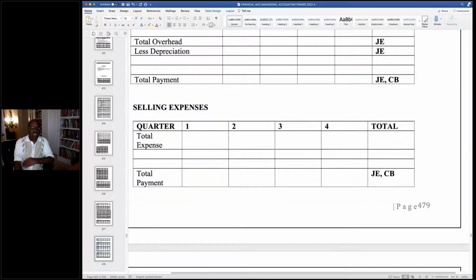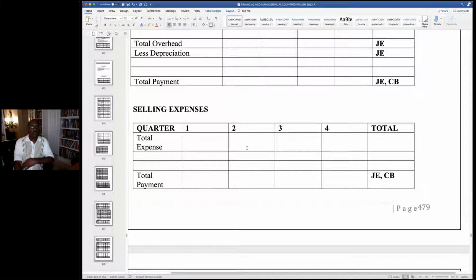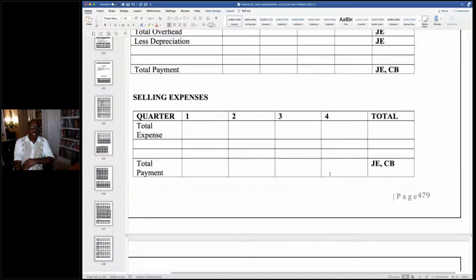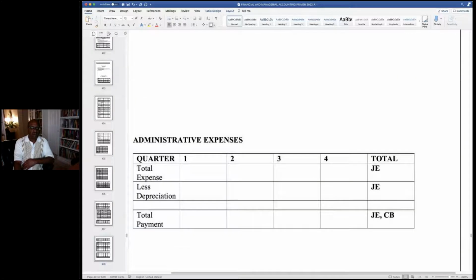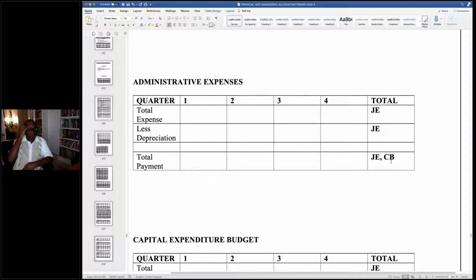Selling expenses, you simply are going to go to the sales budget and pick up your sales expense by quarter. I think your rate was 20%. So you're going to pick up your 20% of sales by quarter, and you're going to finish yours before we leave today and make your journal entry. Administrative expenses are a similar thing. You pull them up, less depreciation, total payment, those journal entries. Very similar.